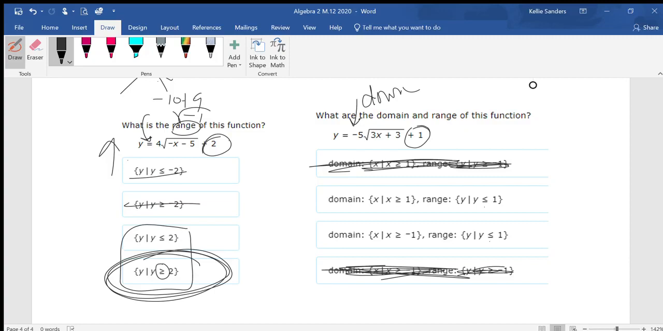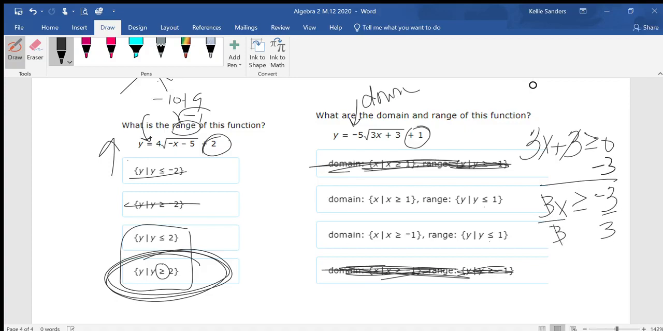So then let's go back to the domain. We set whatever is on the inside greater than or equal to 0. We're going to subtract that 3. Bring the 3x down. Bring the arrow down. 0 minus 3 is negative 3. We're going to divide by 3, and we're going to divide by 3. This time we divided by a positive number, so our arrow stays whatever it is, and negative 3 divided by 3 is negative 1. That's what we're going to use. And so this is your answer.